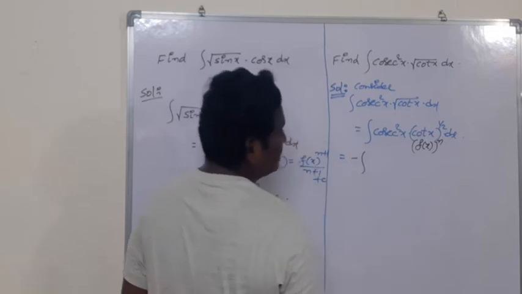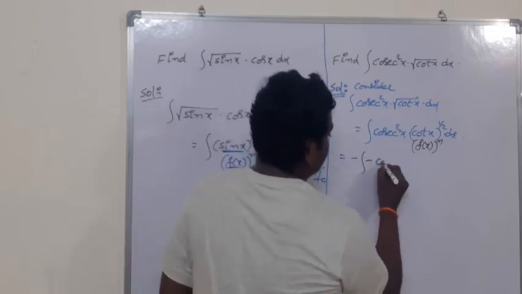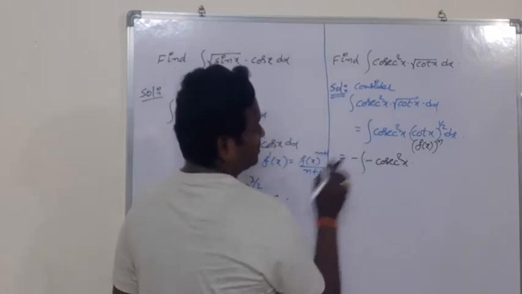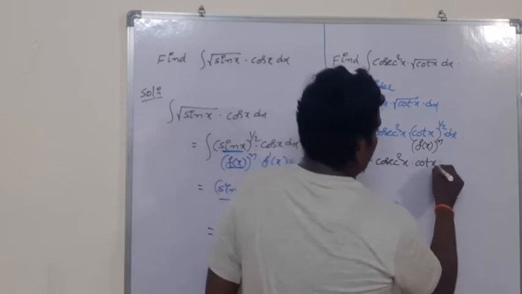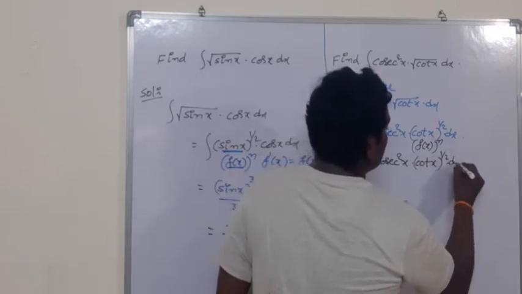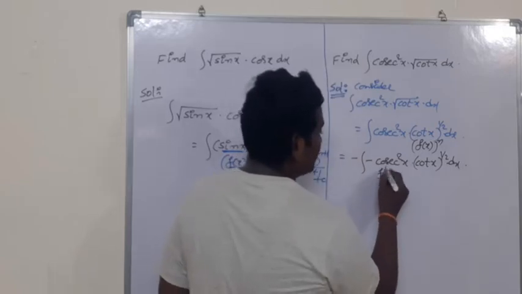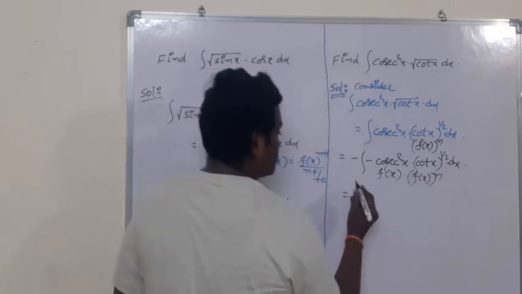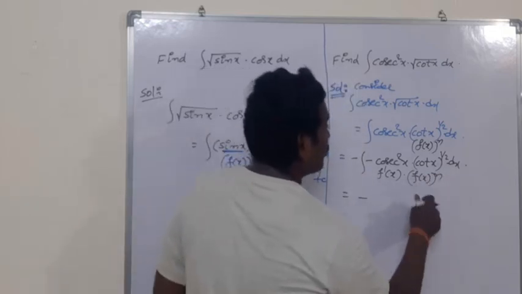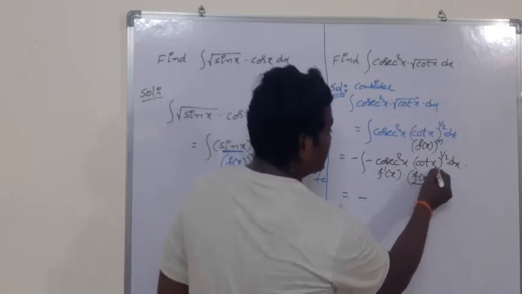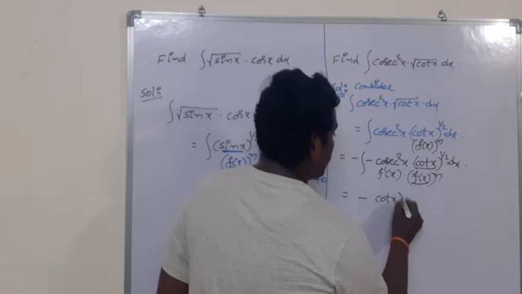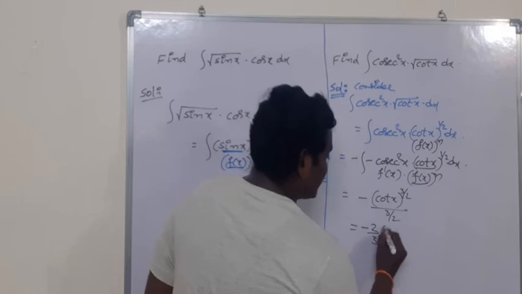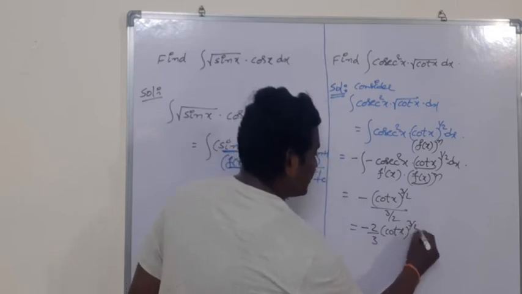That's why you should multiply with minus and minus. So you will get cot x whole power 1 by 2 into dx. Now exactly it is in the form of f dash of x into f of x whole power n. So you will get minus f of x whole power n plus 1 by n plus 1. Here f of x is nothing but cot x. So you will get cot x whole power 1 by 2 plus 1, which is 3 by 2, whole by 3 by 2. So minus 2 by 3 into cot x whole power 3 by 2 plus c.